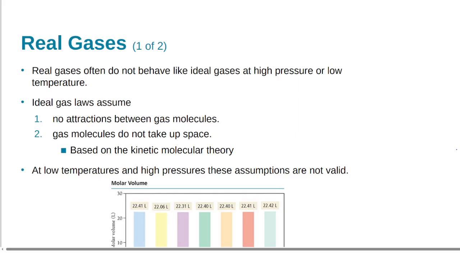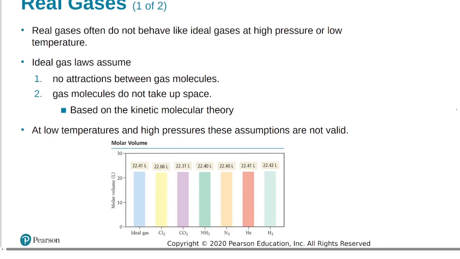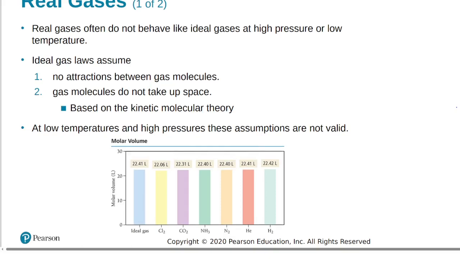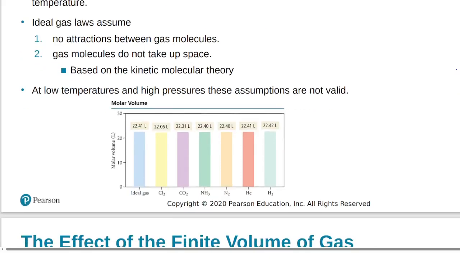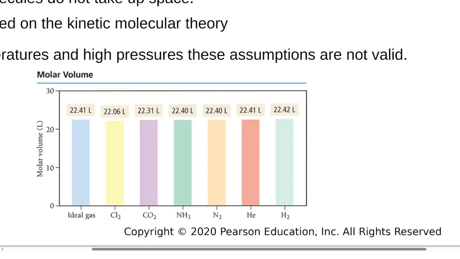To this point, we've been discussing ideal gases, but not all gases behave exactly ideally. Real gases behave a little bit differently from ideal gases. Our ideal gas laws assume no attraction between gas molecules, and that the gas molecules don't take up any space themselves. At low temperatures and high pressures, these assumptions aren't exactly valid, though the difference isn't really that much.